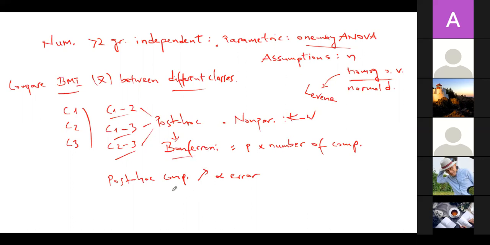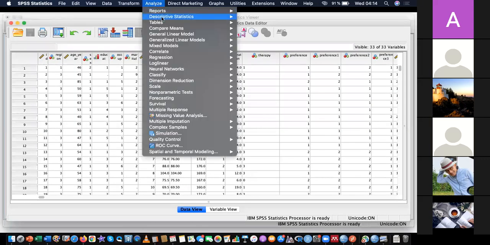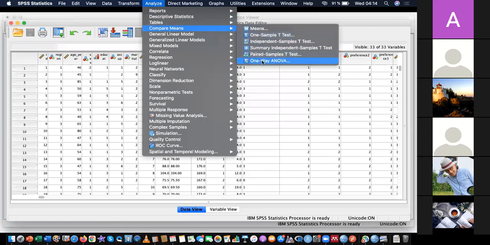You remembered? Okay, it looks like you never heard about it, Bonferroni. Do you want me to show it once more? Analyze, compare means, one-way ANOVA.